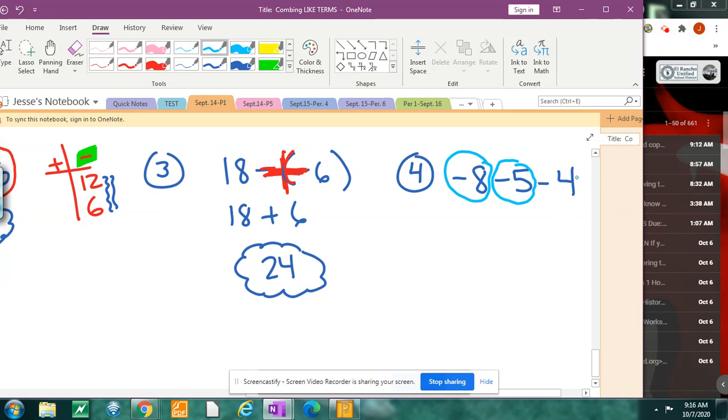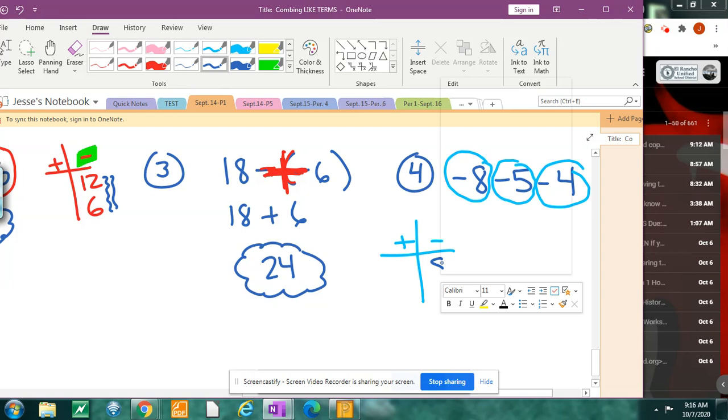And then the minus 4 becomes a what? Negative 4. So now we're adding them because I didn't say multiply. So they're all going to be on the what side? On the negative side. Very good.